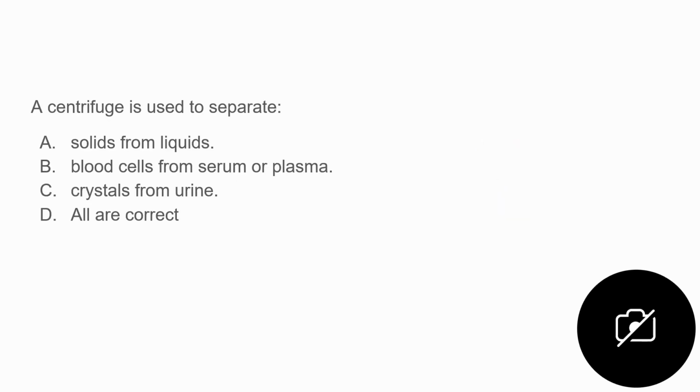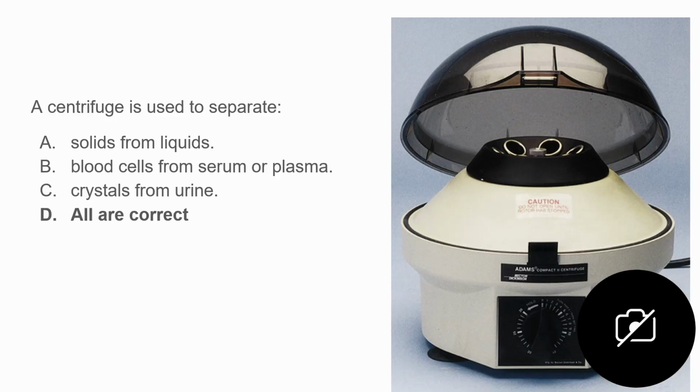Centrifuge. If you don't know what a centrifuge is, it's basically a machine that spins a tube of blood round and around at very high velocities for about 15 to 30 minutes, depending on the setting. And anybody know what it's used for? It basically helps separate solids from liquids, blood cells from serum to plasma, and even crystals in the urine.